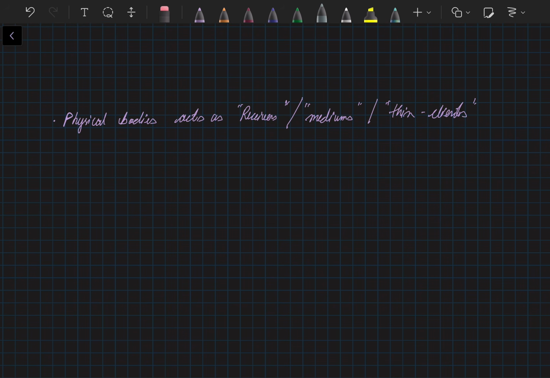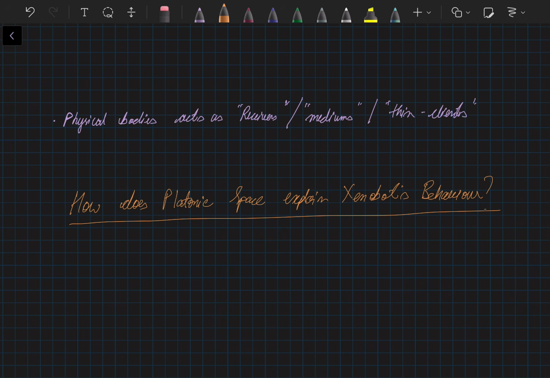So now, since we have now discovered all the concepts, let's tie it all back to the xenobot's behavior. Specifically, we are trying to answer, how does Platonic space explain xenobot's behavior? So this is how you can explain it.